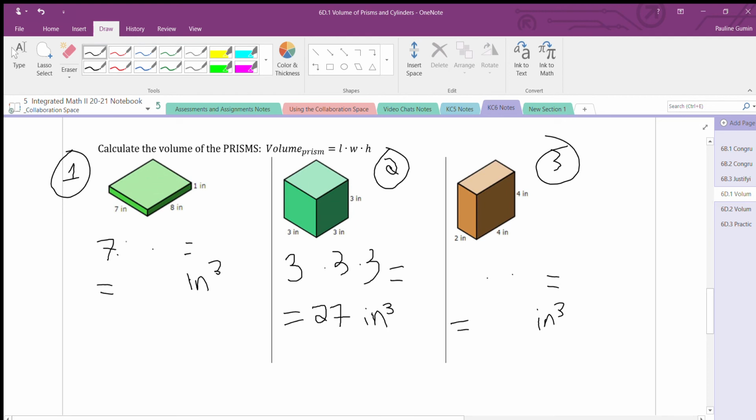So number 1 and 3, I'll just fill in. But essentially what we're doing is we're multiplying. I don't know why I wrote a 6 there. That's my bad.